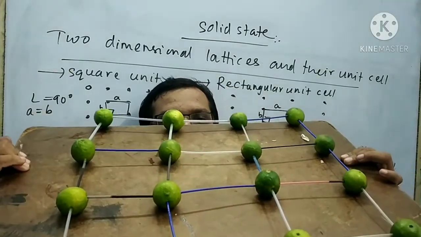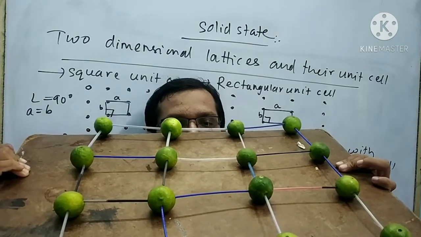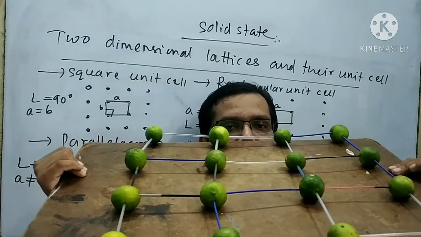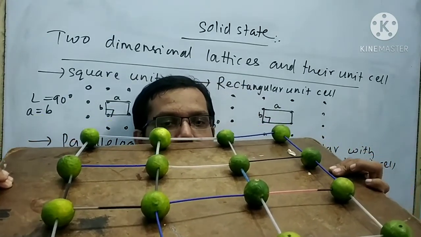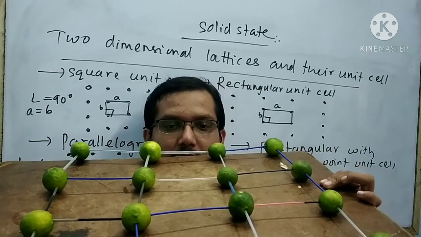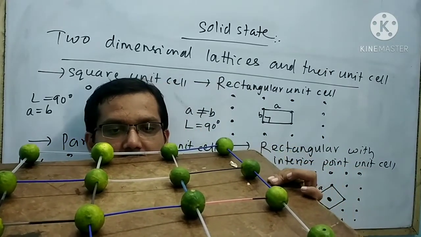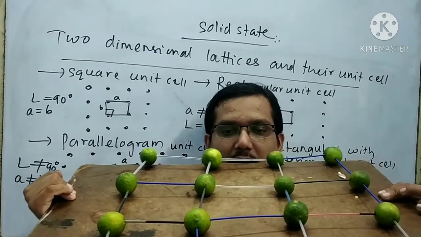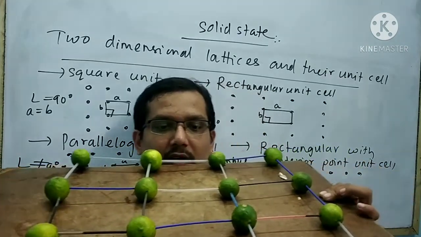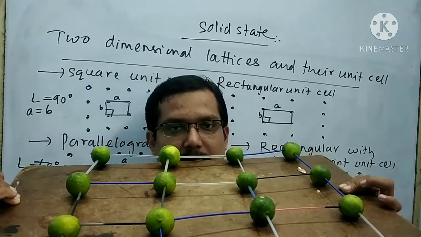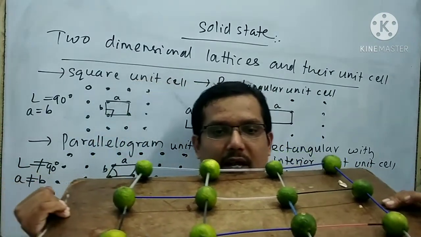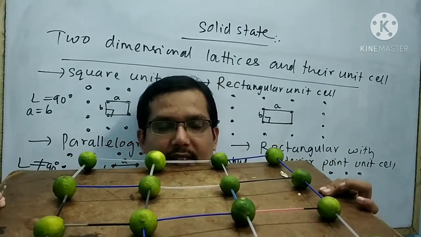Look at that. This is one type of model. The unit cell looks like a square unit cell. By changing the lemon, you can form different types of two-dimensional unit cell. You can form another unit cell like the rectangular lattice cell, parallelogram unit cell, rectangular with the interior point unit cell, and you can also make a model like your rhombus unit cell. By just changing the position of the lemon, you can form different types of two-dimensional lattices and unit cells.